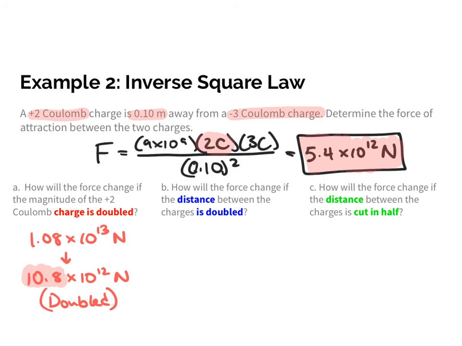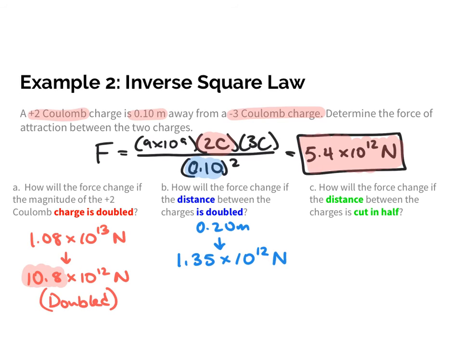Part B wants to know how the force will change if the distance between them is doubled. So in this one, I'm going to change the distance from 0.10 and double that. That would be 0.20 meters for my distance. And what would that create for my force? While I do this, I'm again making sure that I keep everything else constant. What I get then is 1.35 times 10 to the 12th.